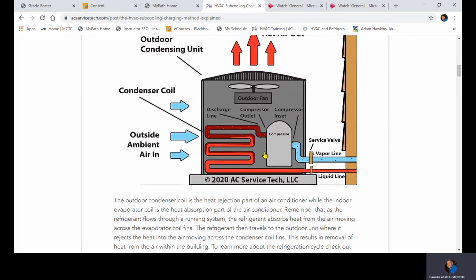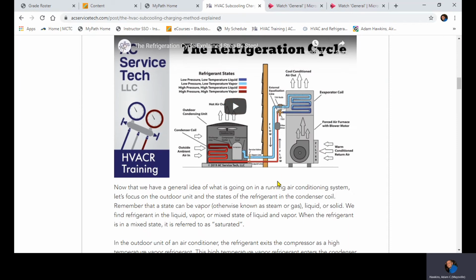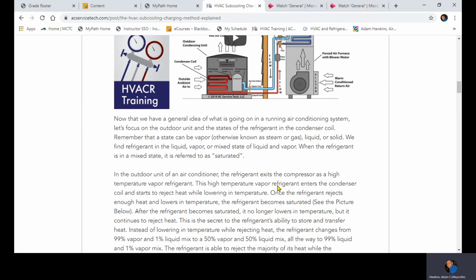Subcooling is basically the same thing on the other side. So what is your condenser's purpose? The condenser is to reject heat, and as it rejects heat, it gives up its heat in the form of latent change of condensing. So it enters as a hot gas, it starts to lose heat to the air, and eventually becomes 100% liquid. It has to become 100% liquid in order for that metering device to work right. So we have to ensure that we have 100% liquid.